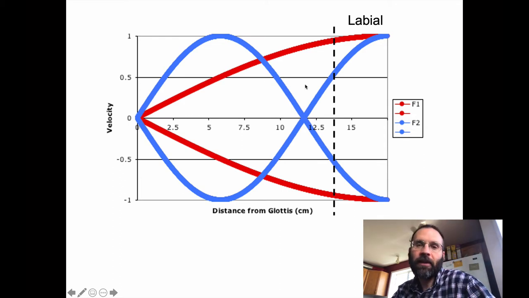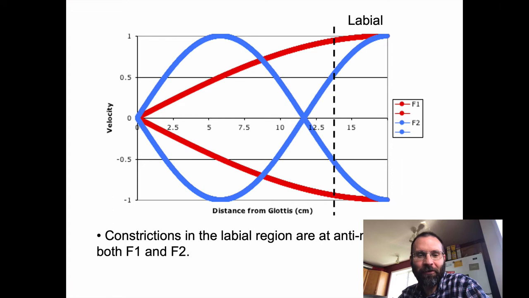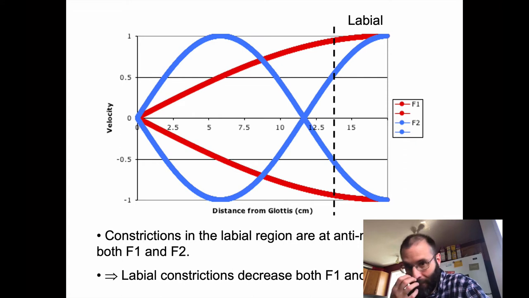This front region of the vocal tract, from about 13 or 14 centimeters forward, so basically the first inch or a little bit more inside your mouth, I'm labeling as the labial region, although it might include dental consonants as well, or something a little bit further back. That's where we get antinodes for both formant frequencies. So if you constrict there, both those formant frequencies are going to go down.